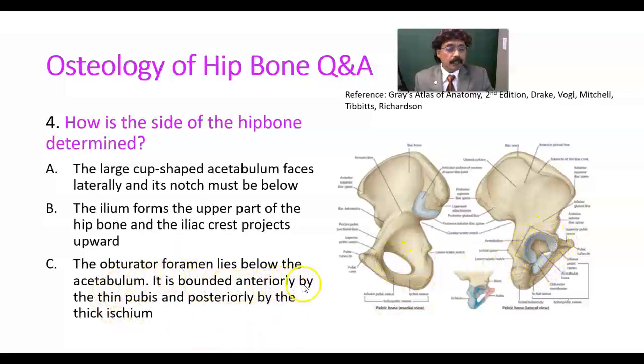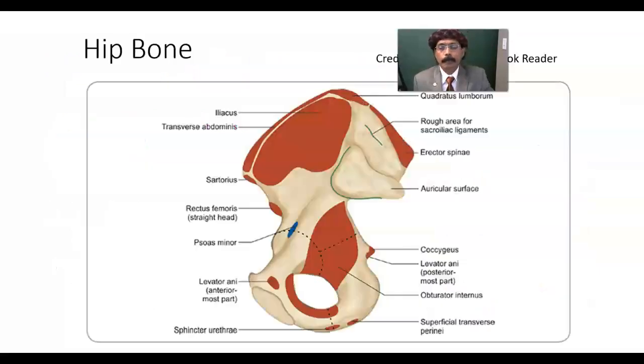It is bounded anteriorly by the thin pubis, this is the pubic bone, and posteriorly by the thick ischium. This is the ischium. So we have to orient it with that of the hip bone. Which part? Let me try one by one.